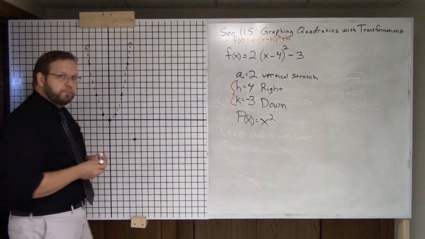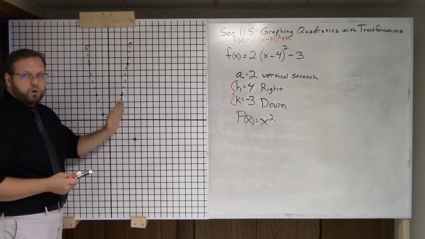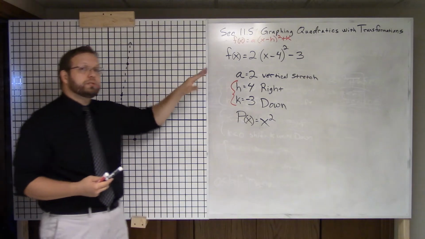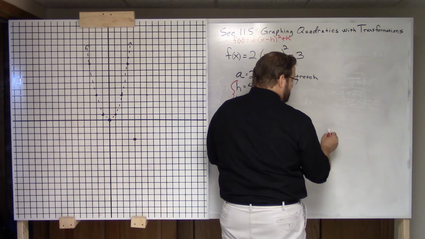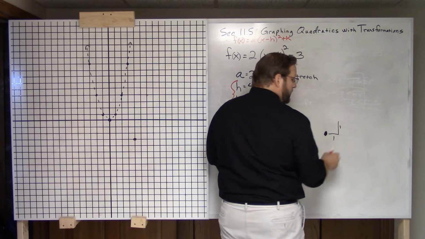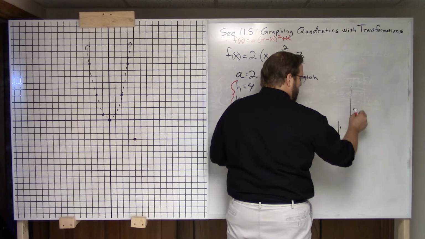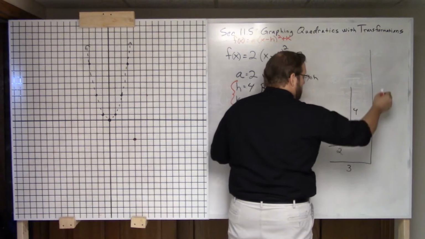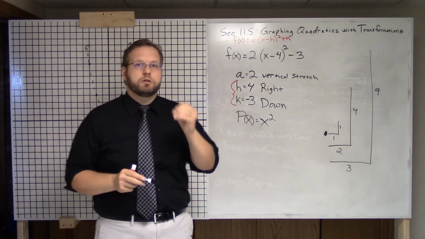There's my new vertex. Now, this is why I wanted you to start thinking like, okay, just copy the pattern 1, 1, 2, 4, 3, 9. Because now I can adjust the pattern using that a value. So what does that look like? Normally, from my vertex, I'm going right 1, up 1. Then I go back. I go right 2, up 4. I go back. I go right 3, up 9. Now, this was a vertical stretch.